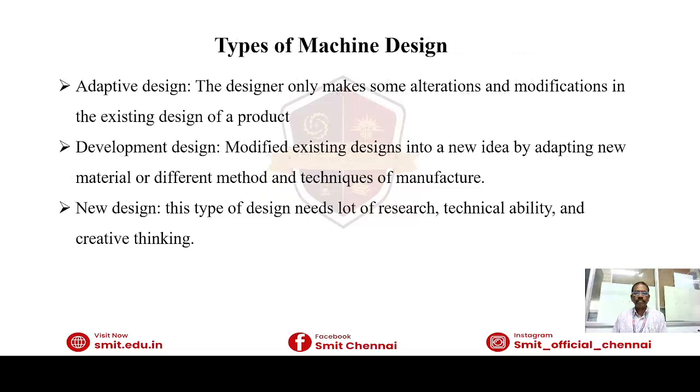Types of machine design. In the types of machine design, there are three different types. First one is adaptive design, next is development design, and next is new design. In adaptive design, the designer makes only some alternatives and modifications in the existing design of a product. If there is no modification or alteration, they will go for some material selection.